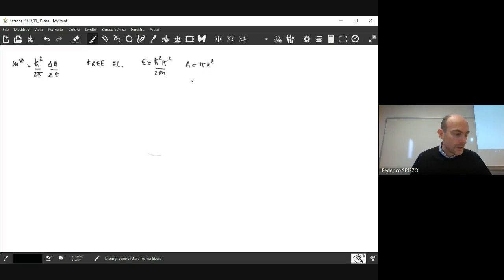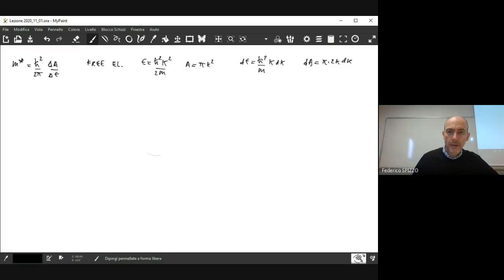If we consider just a small variation of the energy and of the area, we have that dE is equal to h bar squared divided by the mass of the electron times k dk, and the small variation of the area is equal to pi times 2k dk.